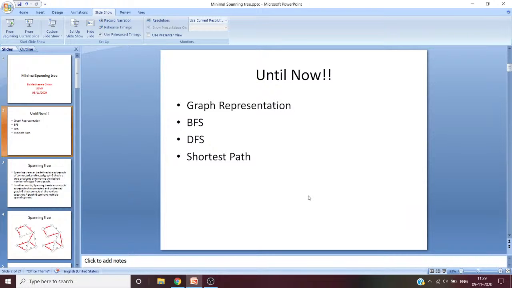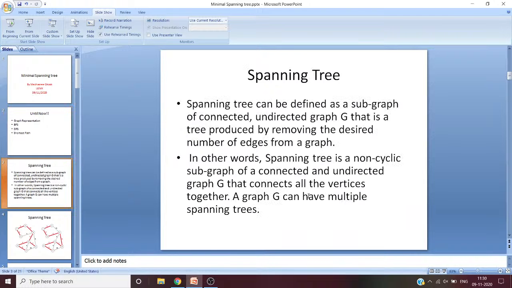Until now we have studied graph representations, BFS, DFS, and shortest path techniques. Now, what we are going to learn today is about spanning tree. The first question that may arise in your mind is, what is that? The spanning tree is a kind of tree which is created from a graph. A graph and a tree both are nonlinear data structures.